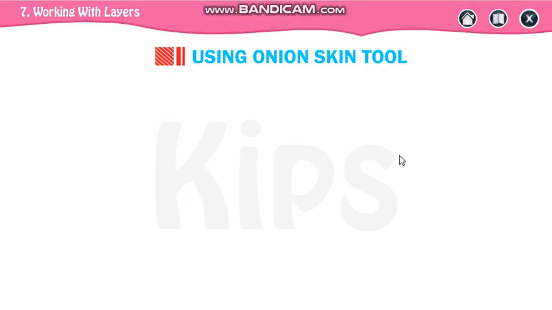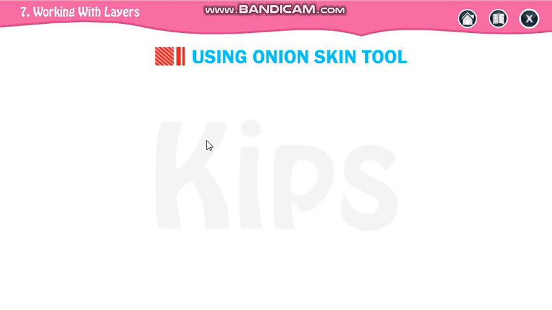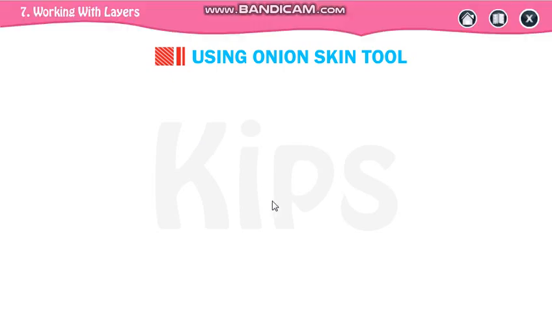Today we are going to continue with lesson number 7, that is working with layers. Till now we have learned what layers are, what their use is, how to create layers, and we have done the masking effect also. Today we are going to learn the onion skin tool. Now what is that onion skin tool?